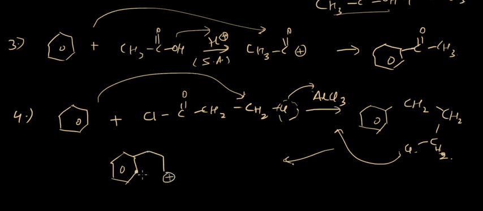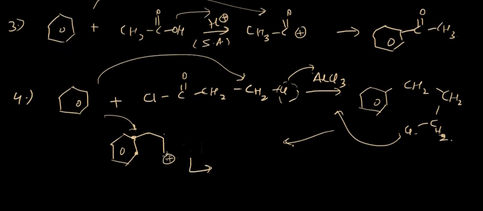Now, is it feasible to form a 5-member ring? 1, 2, 3, 4, 5. Or is it more feasible that another phenyl ring attacks this positively charged carbocation? I think the second option is much better. Had it been a 6-member ring, it would have readily attached itself to the benzene. I am not saying that it will not attach to form the 5-member ring, it will, but it would be a minor product. We are talking about the major product, so the major product would be something like this. Oh, I actually missed the CO part. This is C, this is CO.